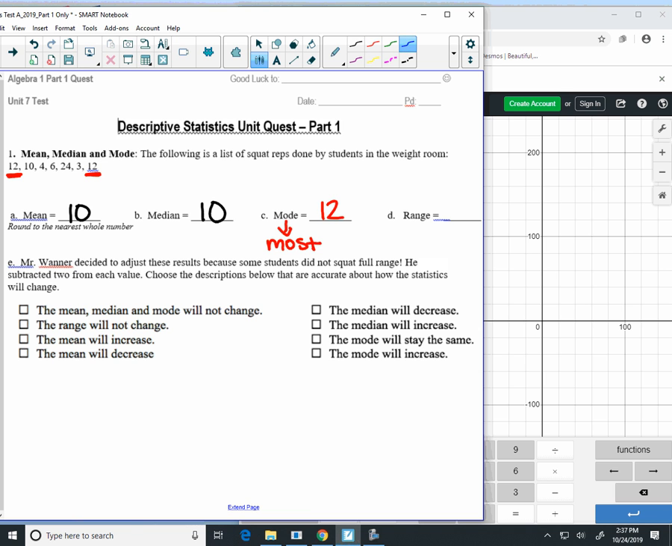And then the range, we have to know how to calculate this. There's not an option in Desmos for this. So we're going to do our biggest number minus our smallest number. So our biggest number here is 24, and our smallest is 3. So range is 24 minus 3, which is 21.